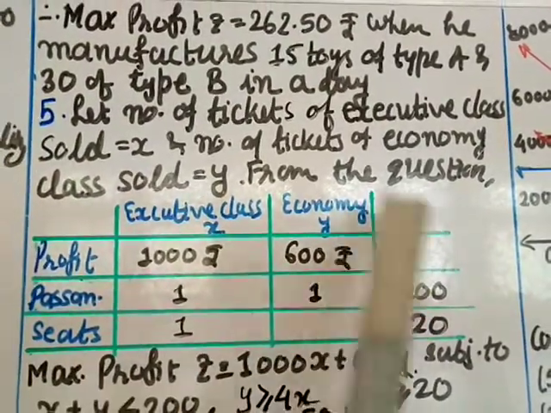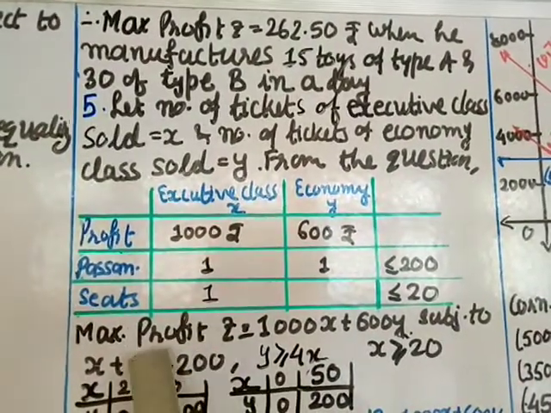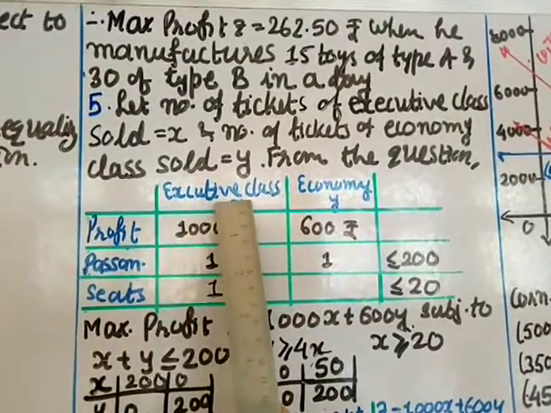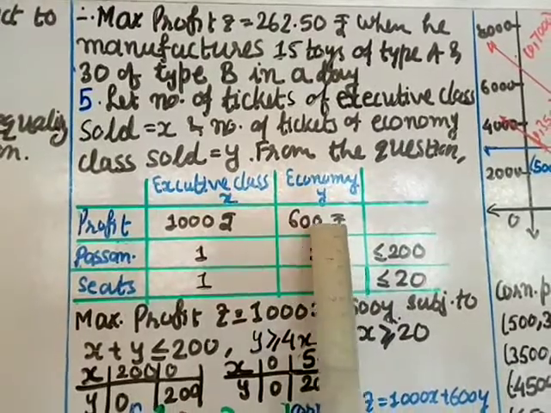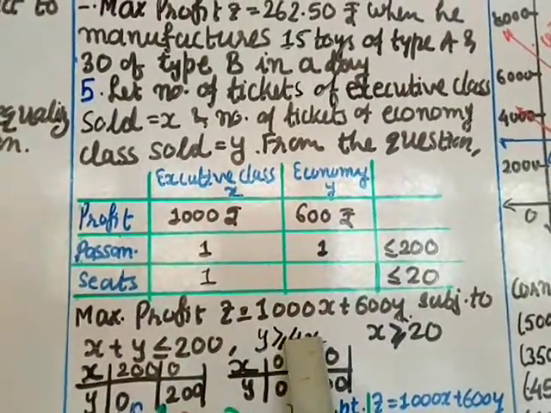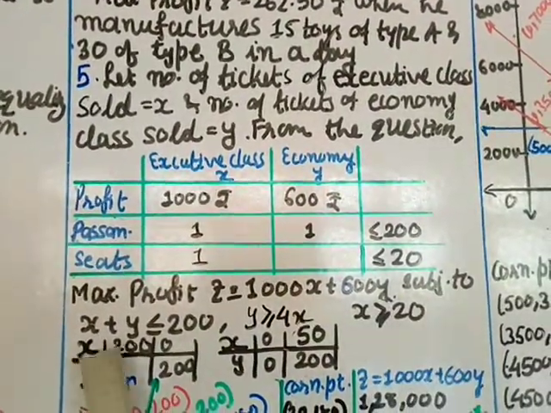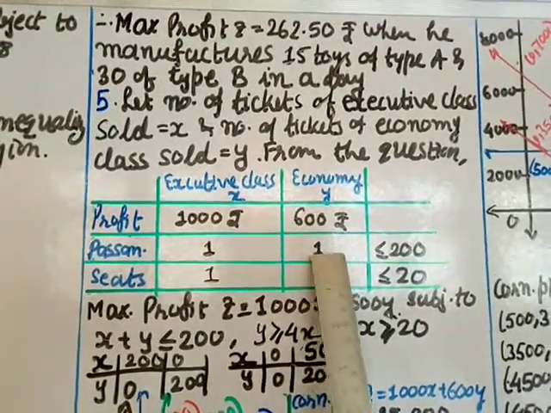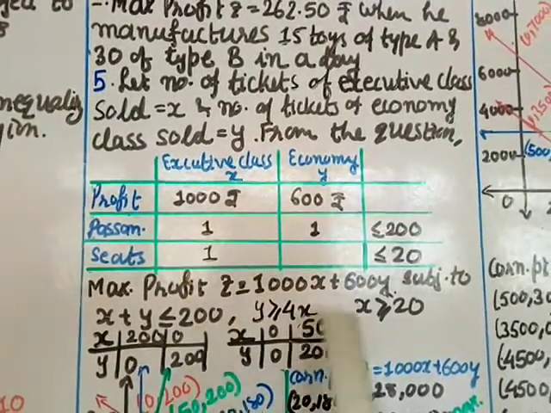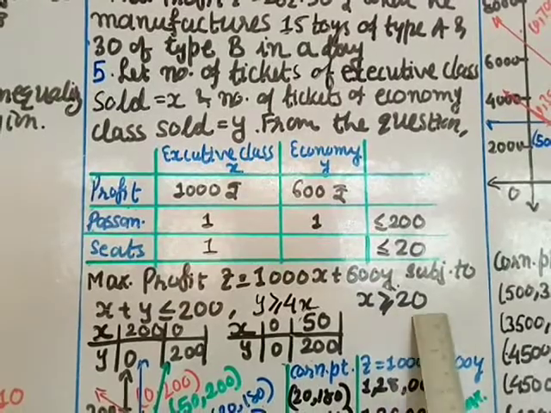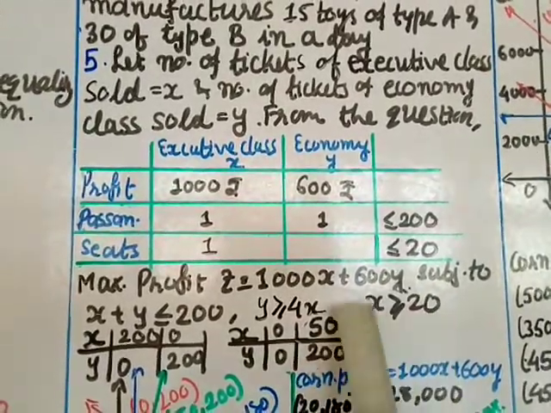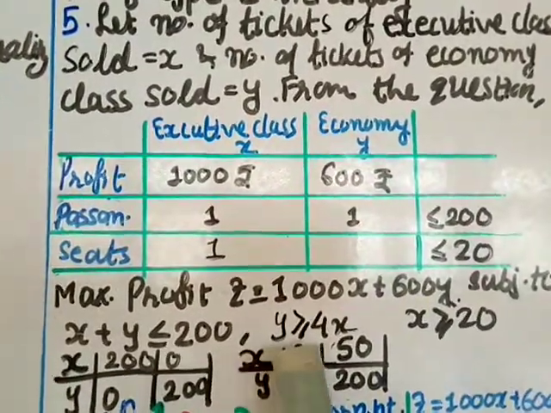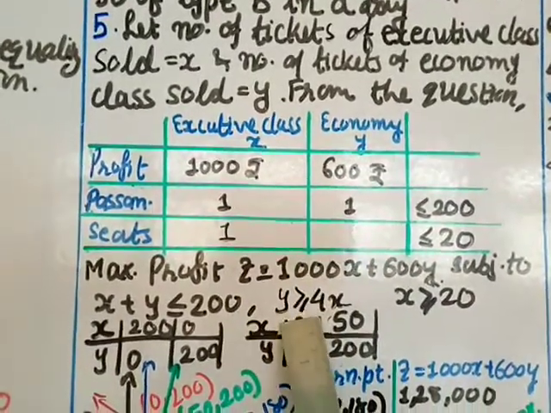So we can form the equations from here. You have to maximize the profit, so you have to maximize 1000x plus 600y. So maximum profit Z is equal to 1000x plus 600y subject to x plus y less than or equal to 200. Then from here x is greater than or equal to 20. Again we have this condition given in the question, which I have not written in the table. It is y greater than or equal to 4x.